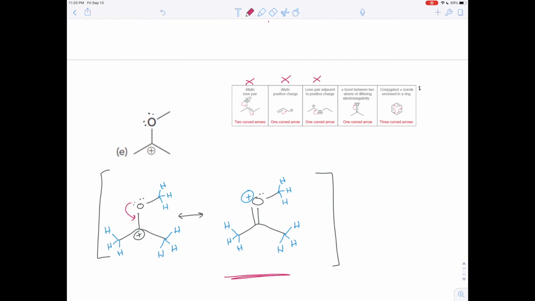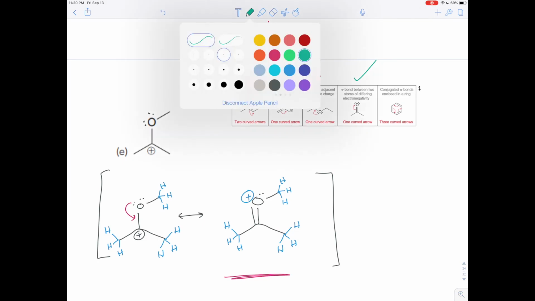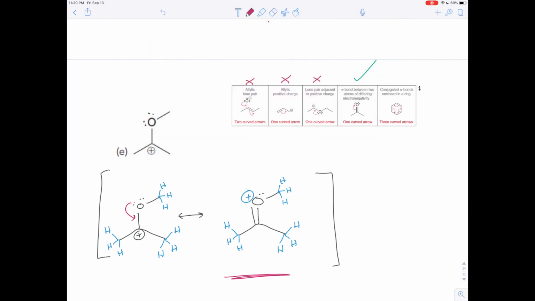How about a pi bond between atoms of differing electronegativity? We do have that between this oxygen and the carbon. The second bond there is the pi bond. The pattern for that, though, is that the pi electrons go to the more electronegative atom, and notice that would bring us back to our original structure, so we don't have to draw anything for that. We do have the pattern, but we've already drawn the structure we'd get from it. And then last but not least, we don't have conjugated pi bonds in a ring because we don't even have a ring.